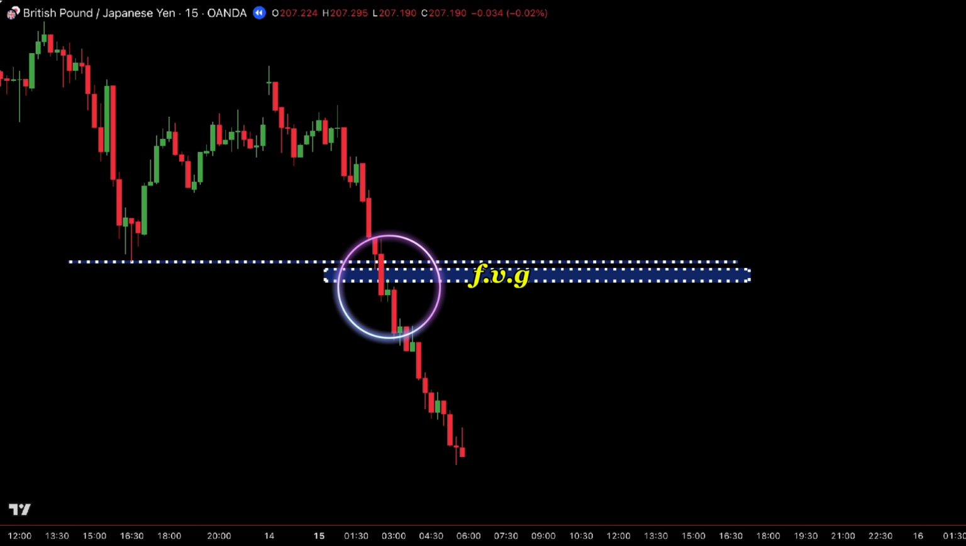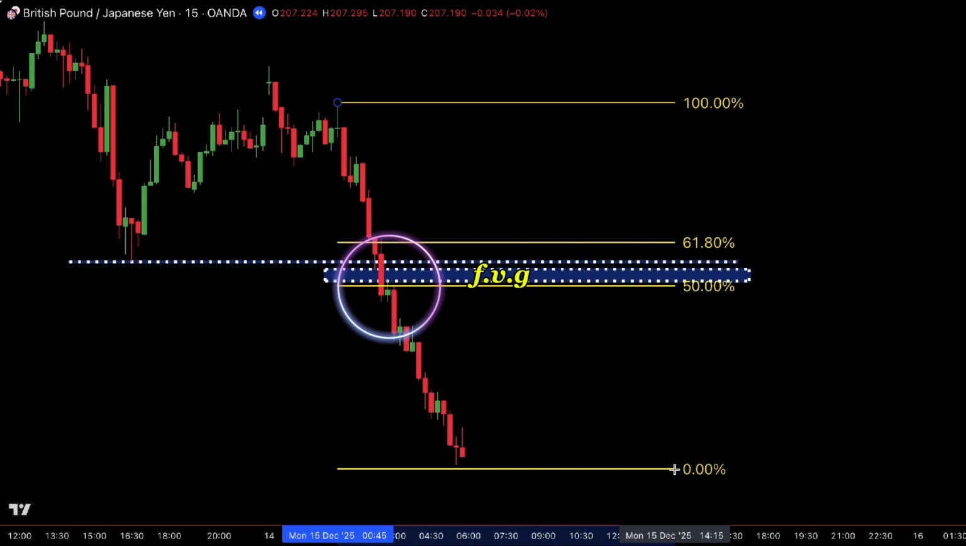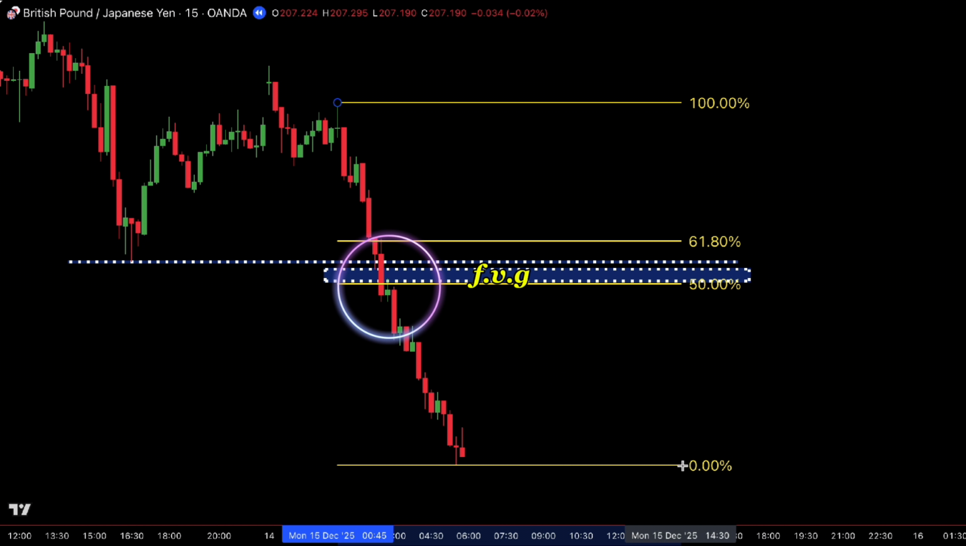Now we add another layer of confluence by using Fibonacci. We're not using Fibonacci to predict where price will go. Instead, we're using it to measure the strength of the impulsive move. To do this, we draw the Fibonacci retracement from the beginning of the bearish move to its lowest point.